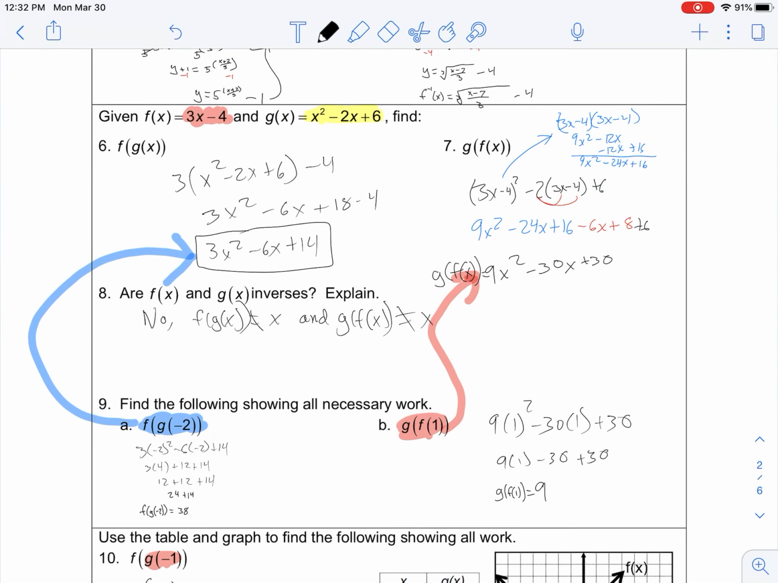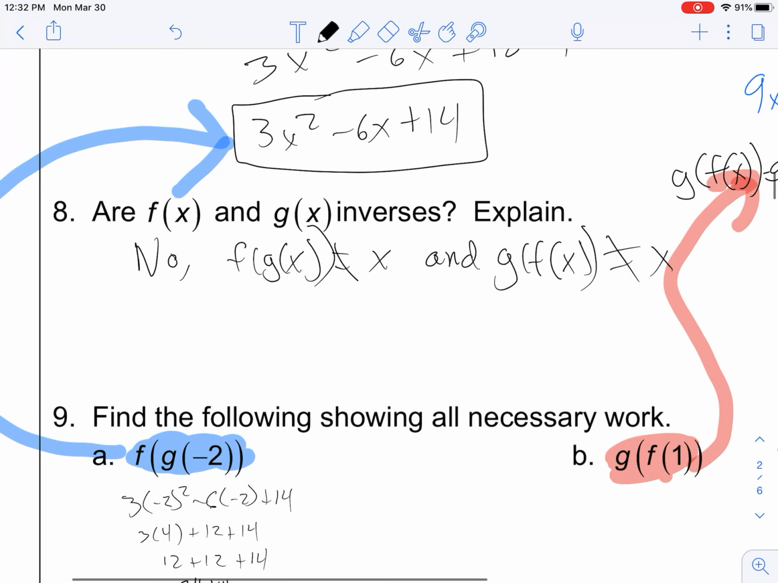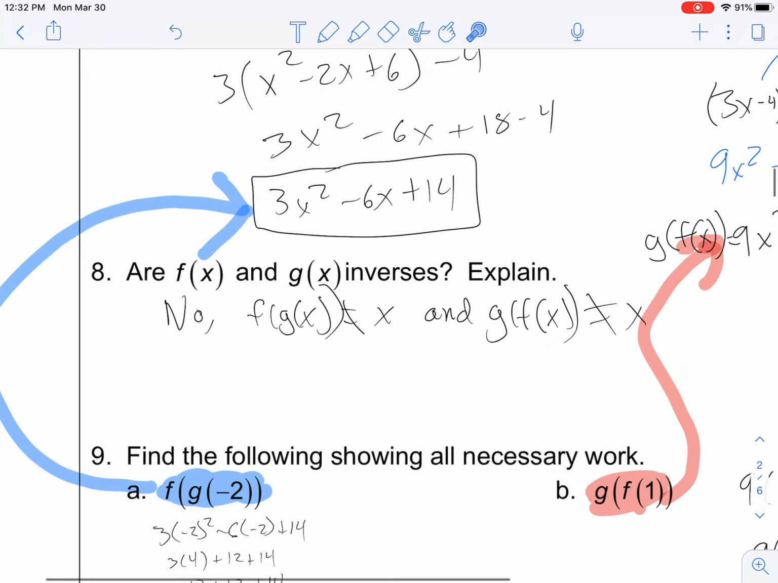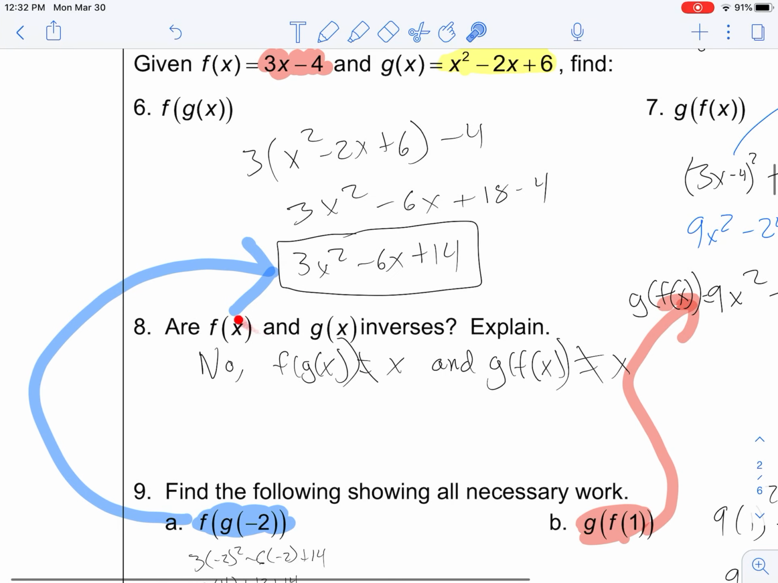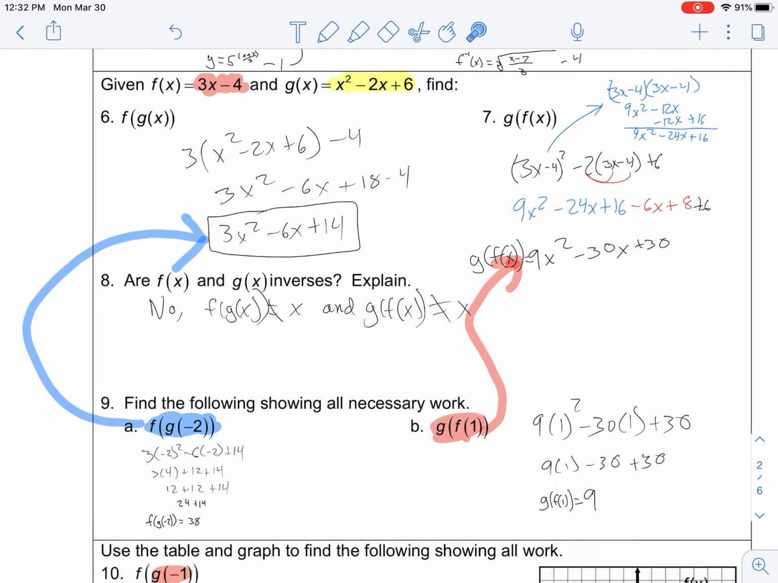Okay? And then are f of x and g of x inverses? No, because f of g of x did not equal x. So when we did f of g of x, which we did just up here, we did not get this to just equal an x. And same thing over here. When we did g of f of x, it did not equal x.